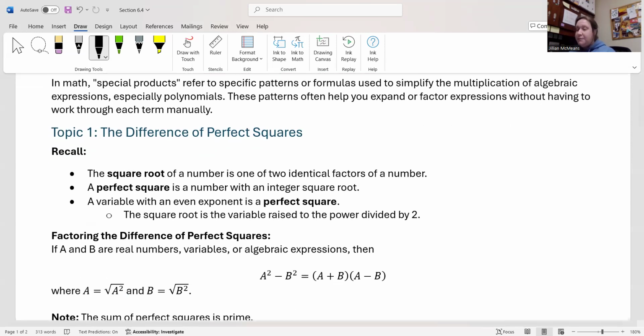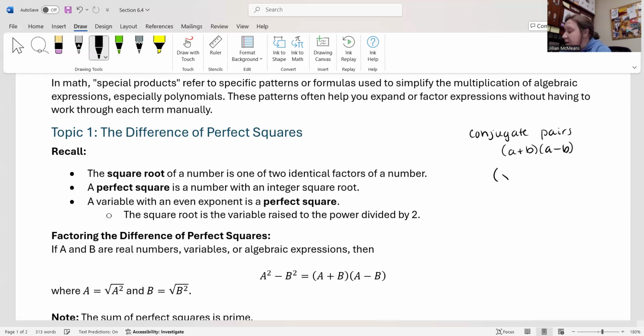Back when we were talking about polynomials, we had conjugate pairs. Conjugate pairs were something like a plus b times a minus b. We had the same terms, but we added in one binomial and we subtracted in another, and they multiplied beautifully.